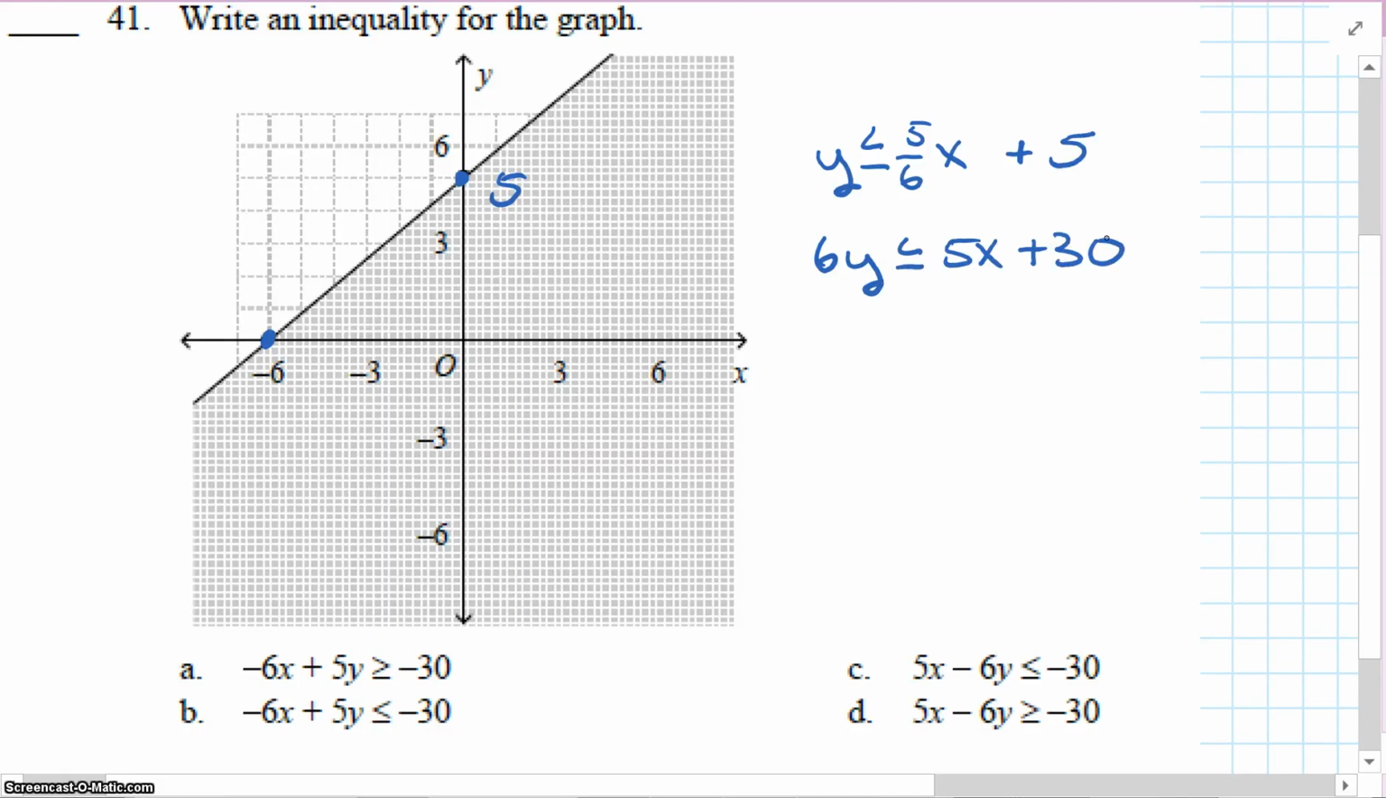They have the x first, so subtract 5x. So I'm going to get -5x + 6y ≤ 30. Well, I don't have that, so now multiply everything by negative 1. So 5x - 6y ≥ -30. So the answer should be D.